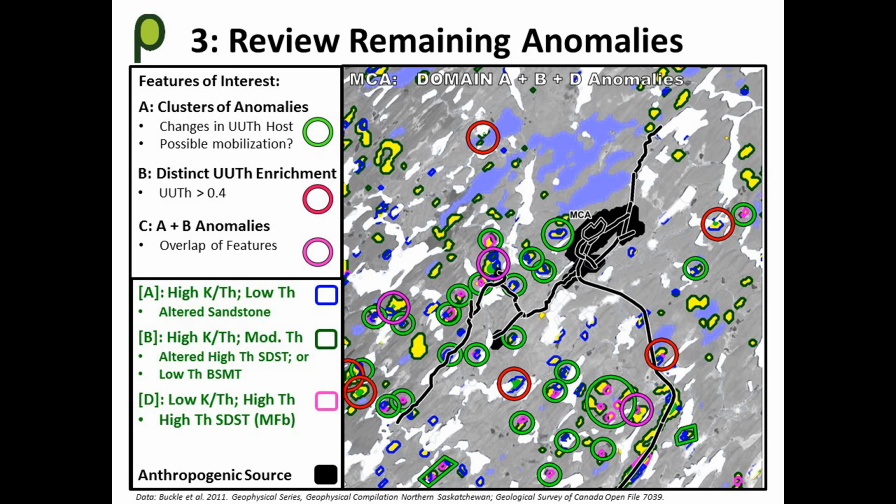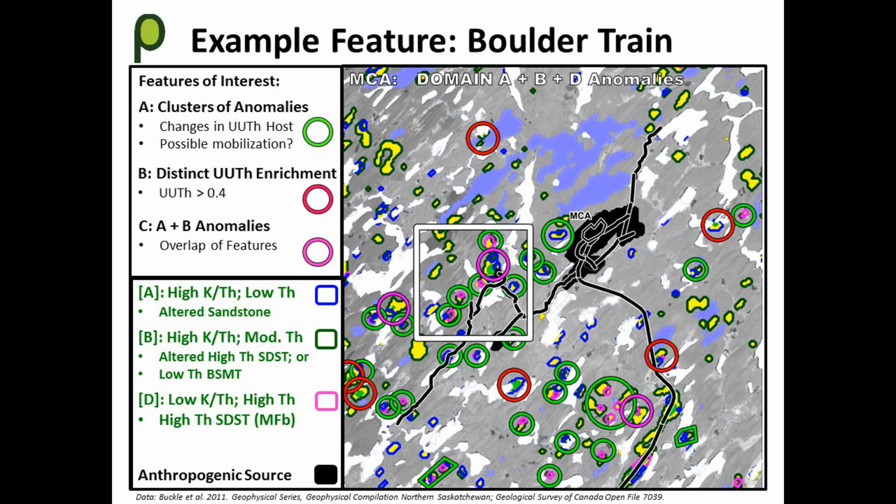But what I wanted to focus in on was this group right here. Because you can see this fairly strong grouping of both a strong relative uranium enrichment of that uranium signal, along with the clustering of other multi-host uranium anomalies. And when you actually go into what's there, it's actually a boulder terrain.